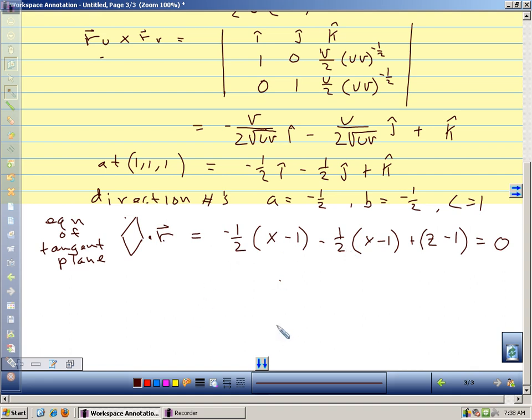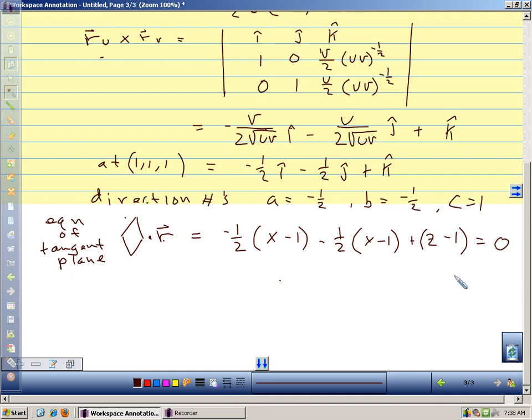So there's our equation of our tangent plane at the point 1, 1, 1. Questions on that problem? So our normal vector is just given by the cross product of our partial derivatives with respect to u and v. And then we just need to remember how to write the equation of a tangent plane.